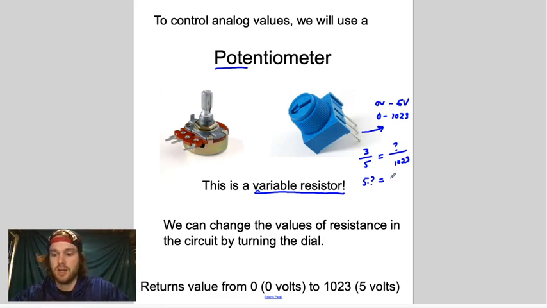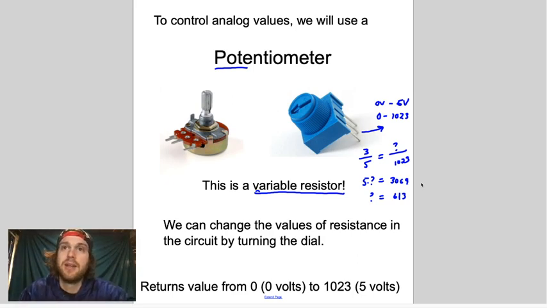Okay, so you'll get 3,069 and then divide by 5. The potentiometer at 3 volts we're reading 613. Okay, so that's the number that it turns back, and it spits back an integer.